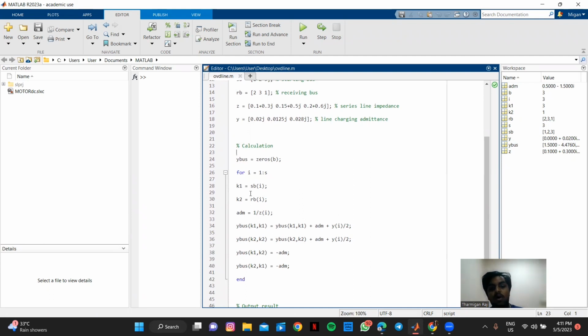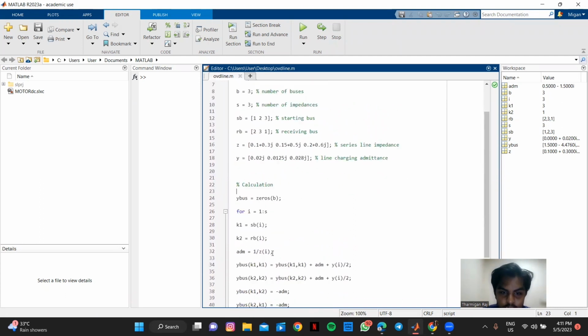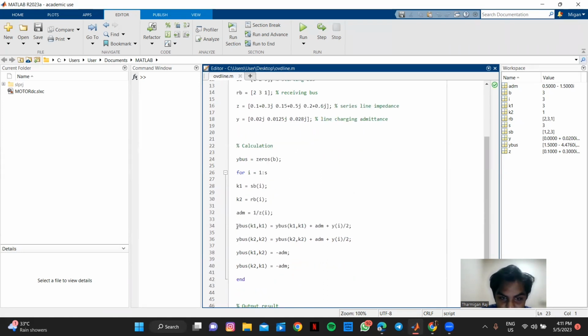So let me go through the calculation part of the coding briefly. As you can see, K1 would be the starting bus, and K2 would be the receiving bus. And then ADM is 1 over Z, where we divide 1 by the series line impedance. In this formula, K1 is the starting bus for that impedance, and Y is the line charging impedance for that impedance. And for this one, K2 is the receiving bus for that impedance, and Y is the line charging impedance for that impedance.